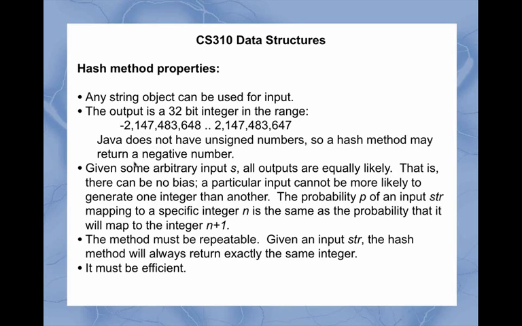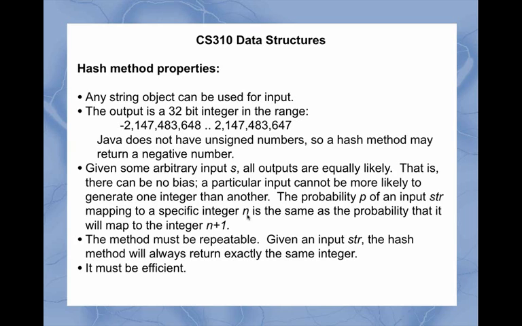And then it's really important that the hash function return an even distribution of keys. That is, given some arbitrary string input S, all outputs are equally likely. That is, there's no bias. It's not more probable that an input will hash to a specific location than any other; the probability of all outputs is equally likely. So the probability P of an input string mapping to a specific integer n is the same as the probability that it will map to the integer n plus 1. So they're all equally likely.